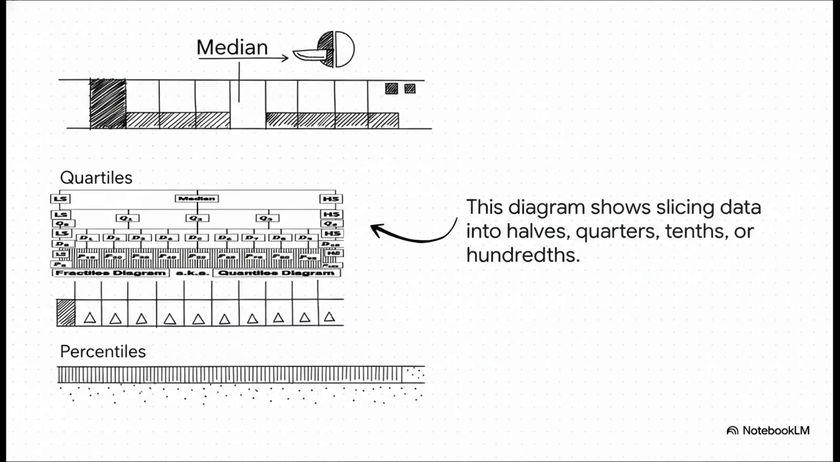And this diagram right here lays out the whole idea beautifully. You can take your data and just slice it in half with the median. Or you can get a bit more detailed and cut it into 4 equal chunks. Those are called quartiles. Want more detail? Slice it into 10 pieces with deciles. And for the most precision, you can slice it into 100 tiny pieces using percentiles.